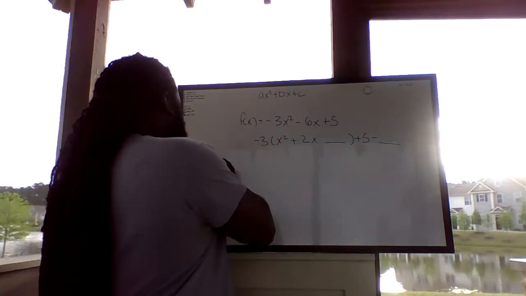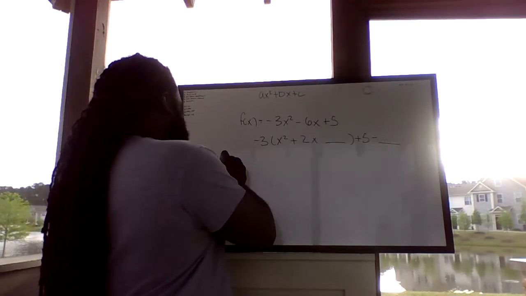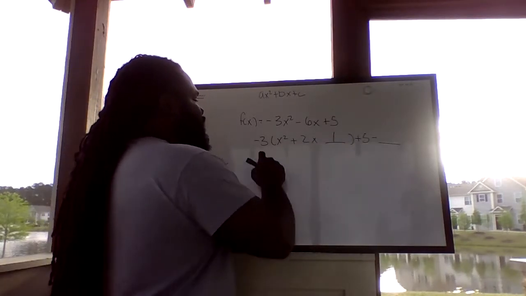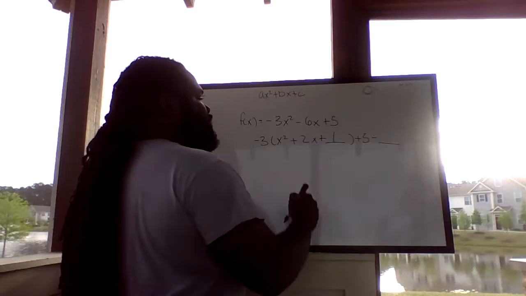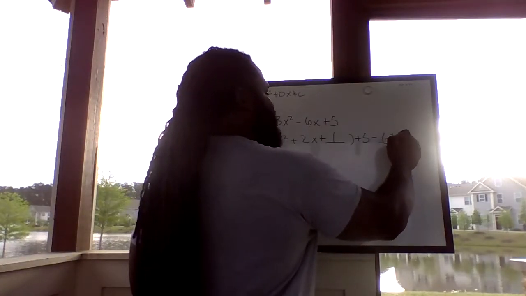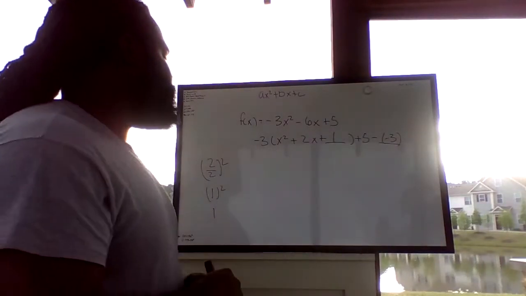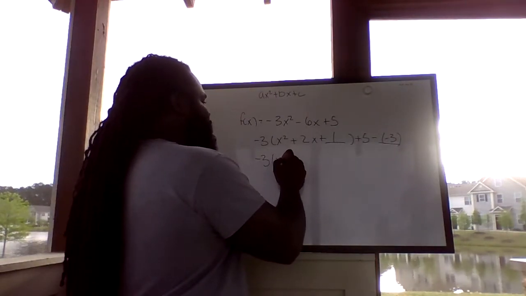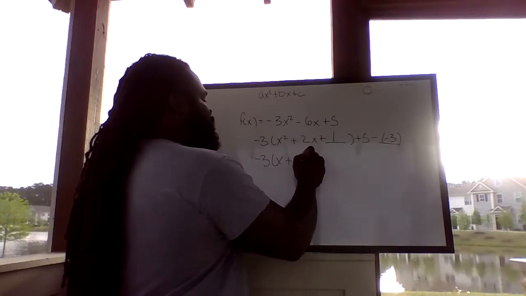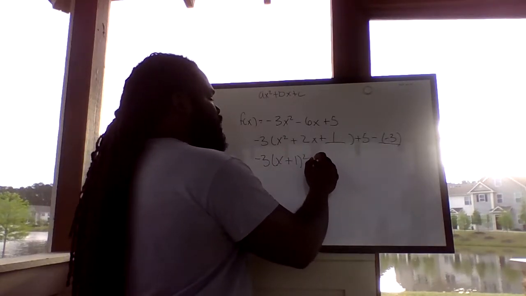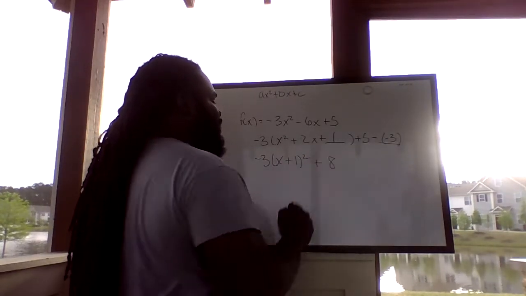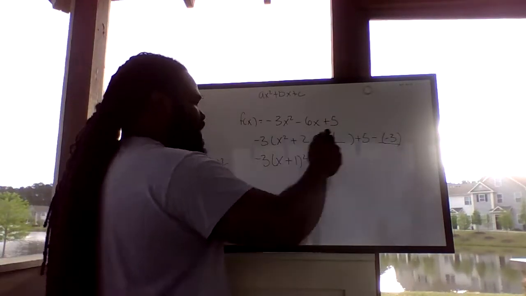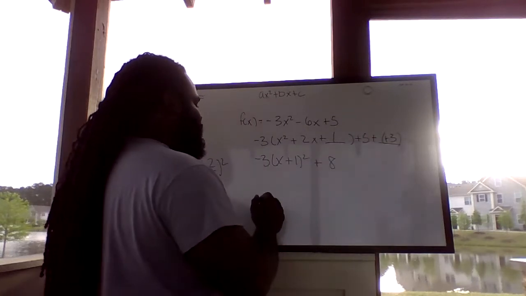So, half of 2 squared gives me 1 squared, which is 1. So, in here we get 1. Negative 3 times a positive 1 gives me a negative 3. So, out here we're subtracting a negative 3. Write the trinomial as a binomial, which gives me (x plus 1) squared. Out here, we have plus 8, because 5 minus negative 3. Keep it, change it. 5 plus 3 gives me 8.